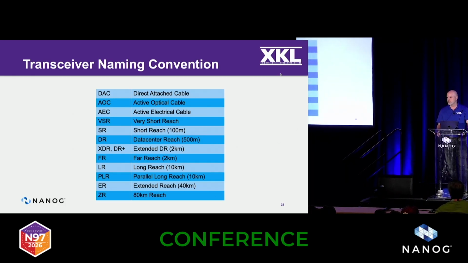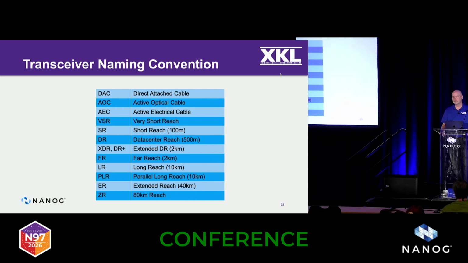And then we get up to the ZR, that's your standard for like 80 kilometers. Back in the 10 gig days, that's what the DWDM devices would reach. And today, the ZR, same thing. But it's actually 120 kilometers, but close enough.